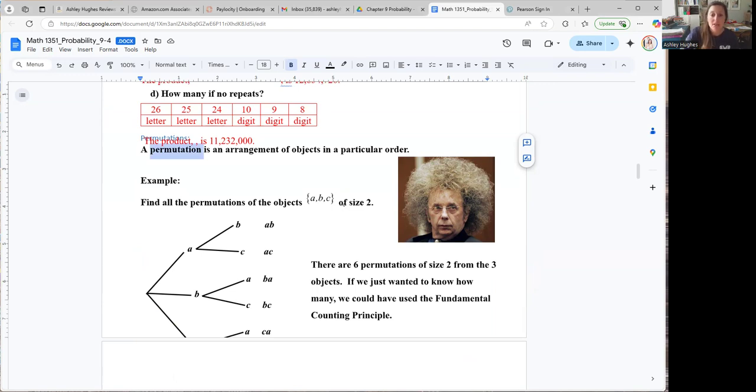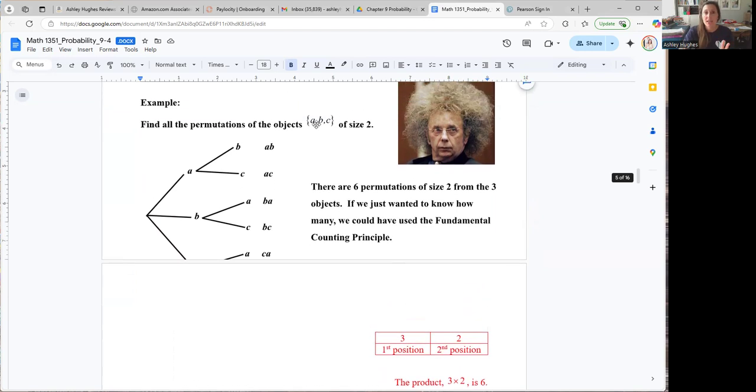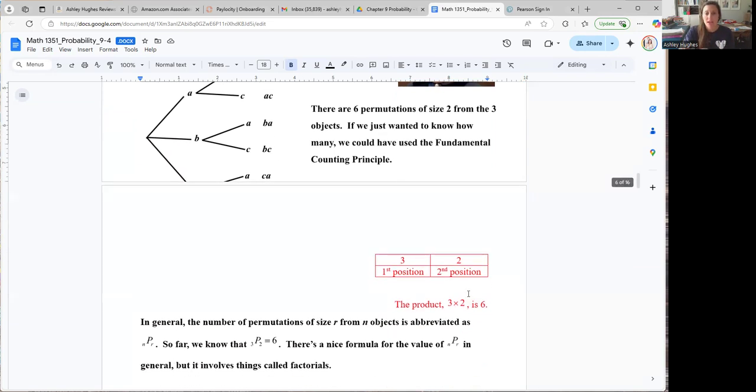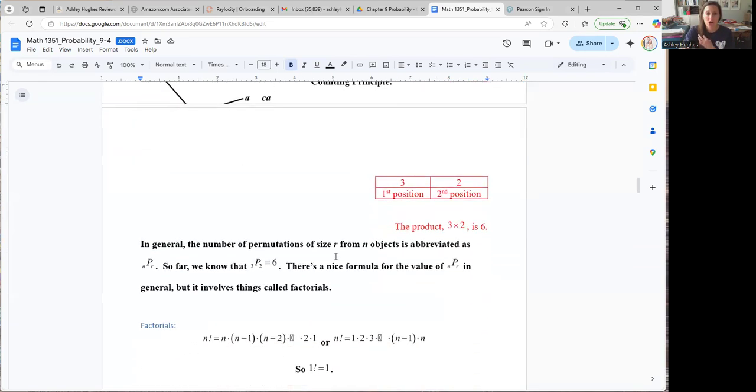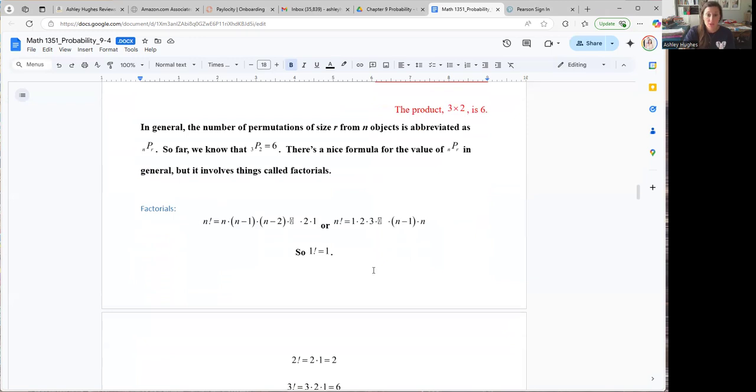If we want to know how many, we could also do the counting principle, which is in the first position, we have 3 choices. In the second position, we just have 2 choices, because we would have taken one of these away. We would have taken the A or the B or the C away. In general, the number of permutations of size r from n objects is abbreviated nPr. Okay, there's a formula for nPr in general, and it involves factorials.